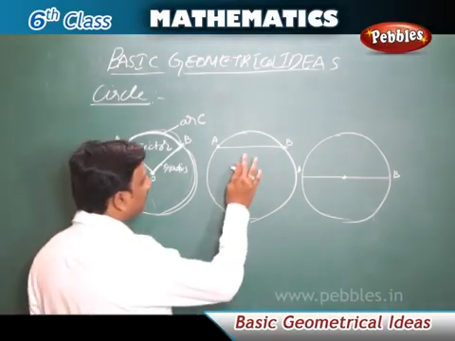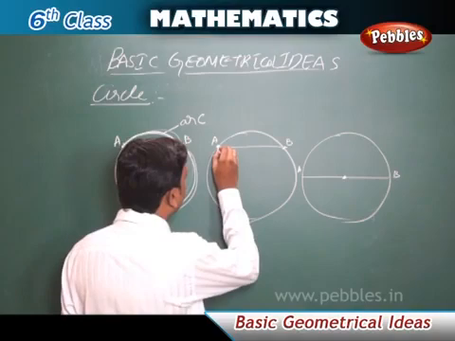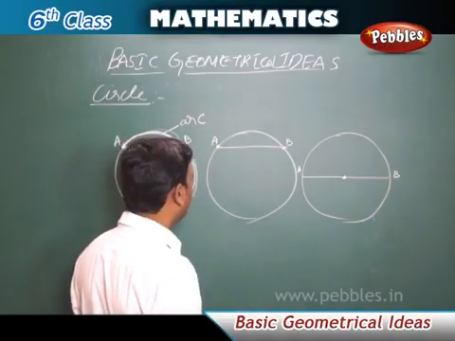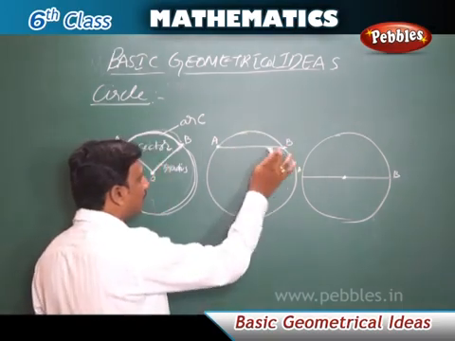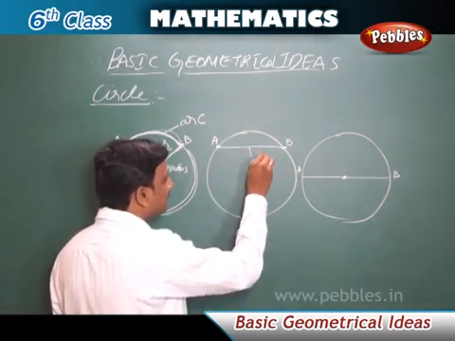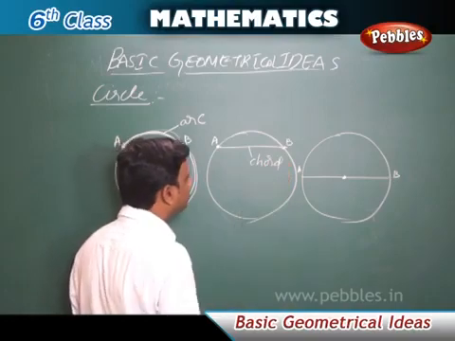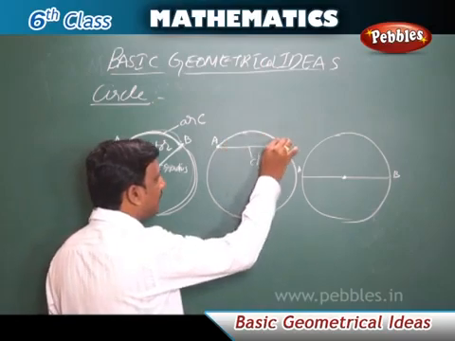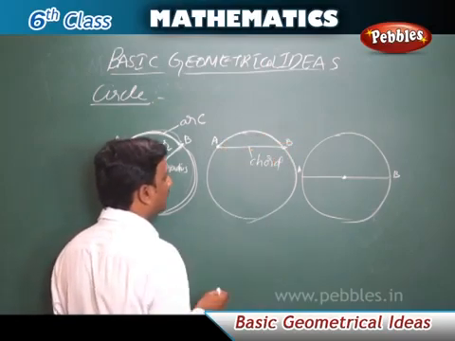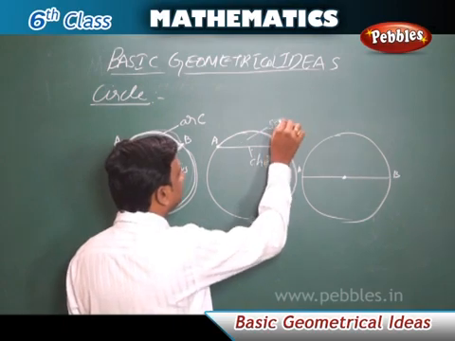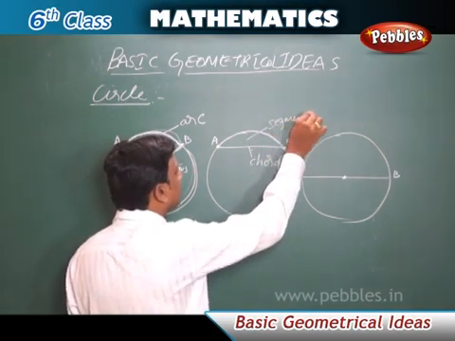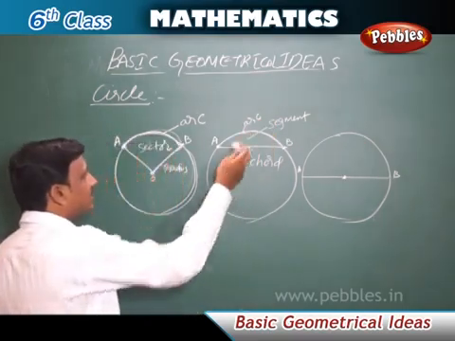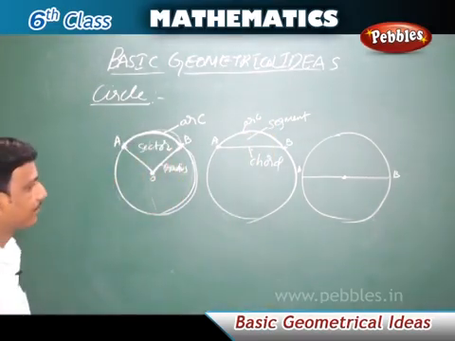Now let us come to another part. Here there is a line connecting 2 points on the circumference of a circle. So this is the circumference and it is connecting 2 points. This line is called a chord. Here this part of the circle is enclosed by an arc and a chord. This is called a segment. Here this is arc. So the area enclosed by an arc and chord is called a segment.